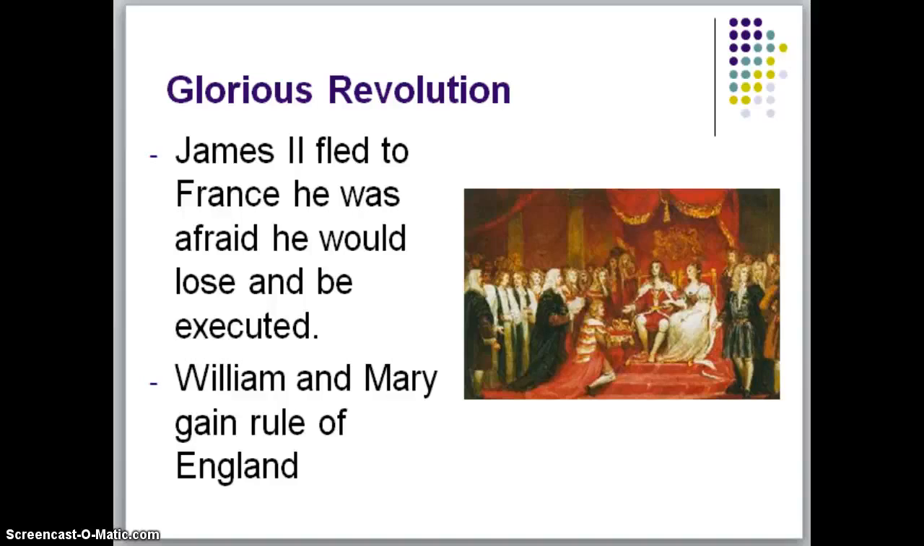James II heard that his daughter and her husband were coming to take the throne from him. So James II got a little scared, little chicken, and he's going to run scaredy cat all the way to France. He was afraid he was going to lose, and he was going to be executed just like his father, that he was going to be beheaded. So William and Mary gained the rule of England. This is called a glorious revolution because they said they were coming to take the throne from James II. And James II ran away, little scaredy cat.